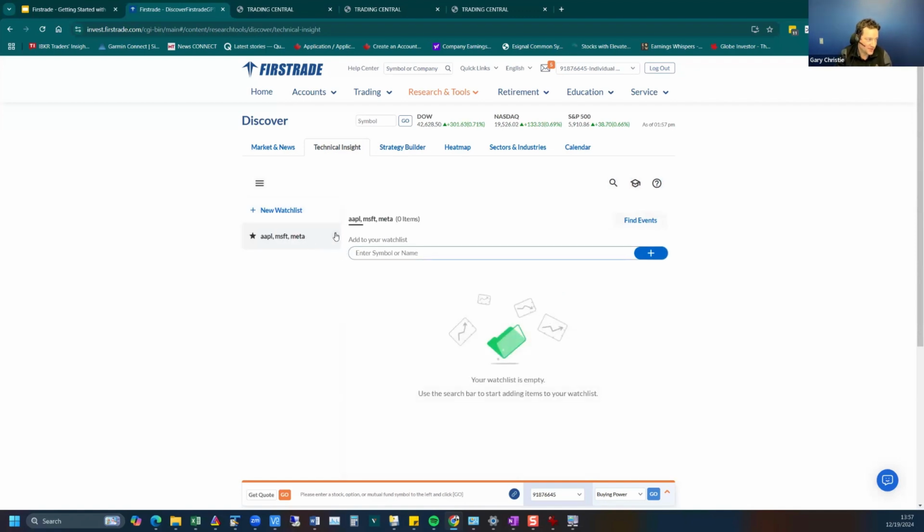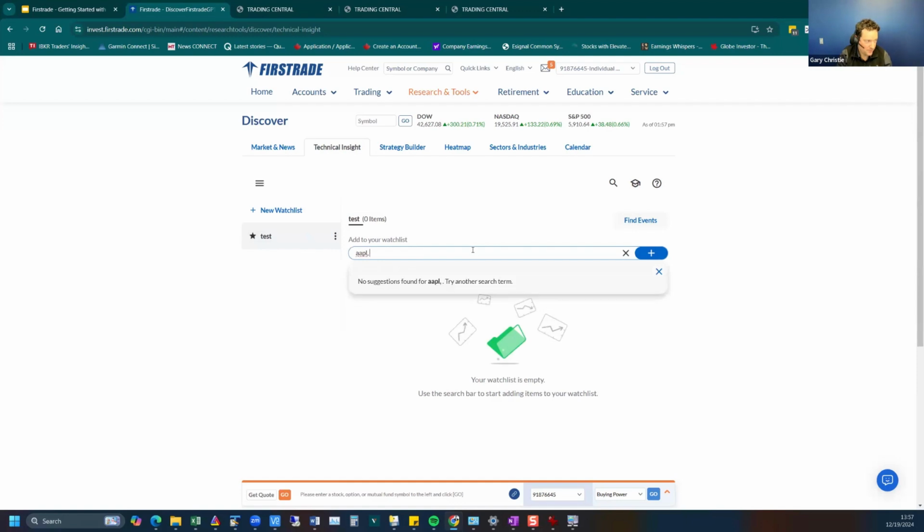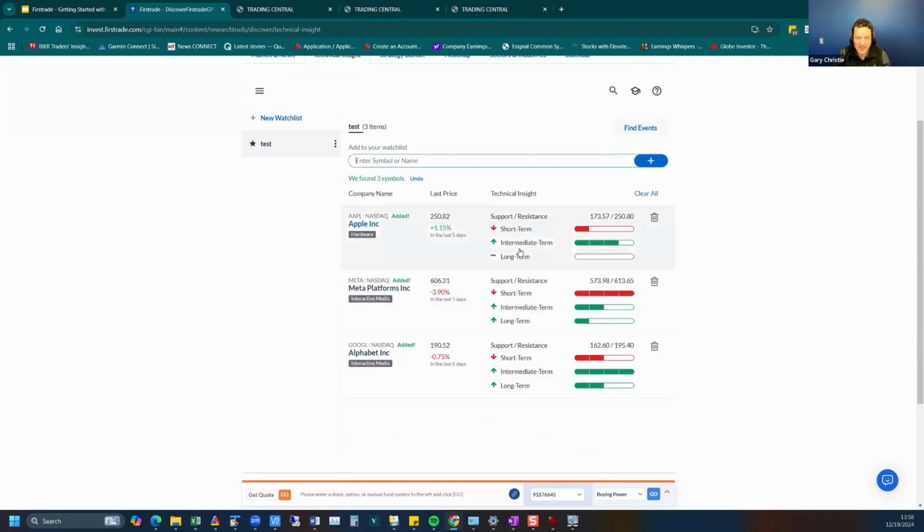Well, I called it watch list. Sorry, I'll just rename it. I can edit the name. Say, I'll call it test. Here, Apple, Meta, Google. And as I do this with commas, I can do a search. It's going to come up right away, right? And I'm getting some more details here as well.